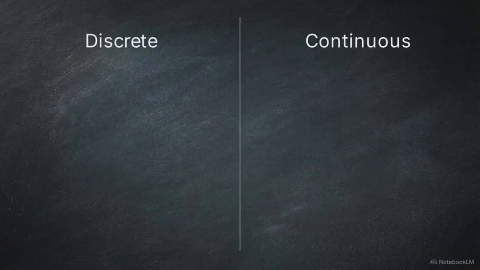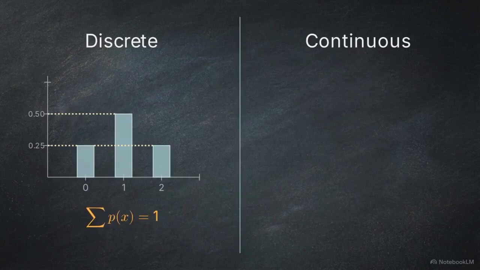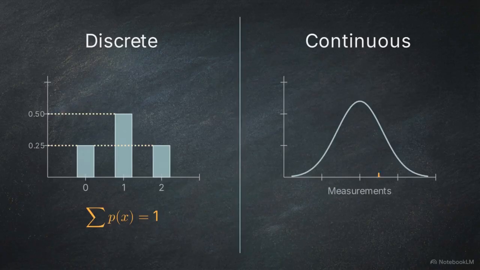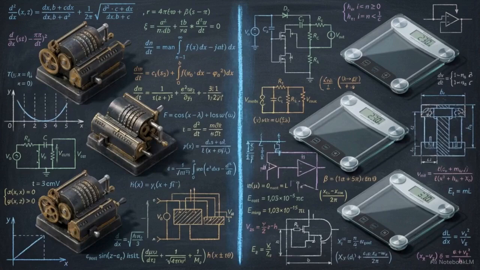This table shows the structural difference between the two. For discrete variables, we assign probabilities to specific, isolated outcomes, and the total probability across all possible outcomes sums to exactly 1. Because continuous variables exist on an infinite scale, the probability of any single exact measurement is technically 0. Instead, we calculate continuous probabilities over intervals using a probability density function. Identifying whether your variable is counted or measured dictates the entire mathematical architecture you will use to analyze a process.